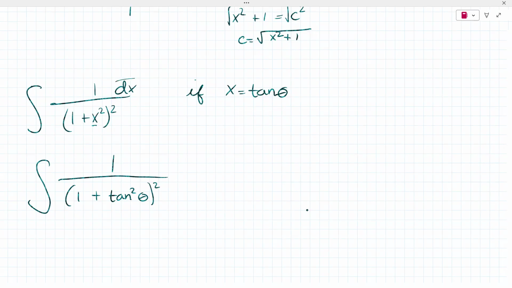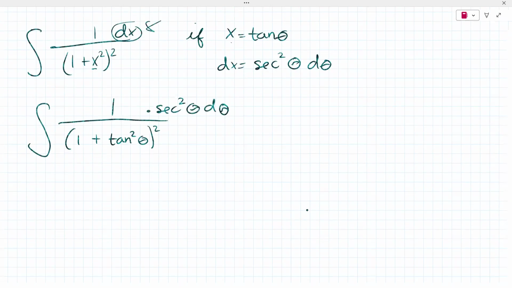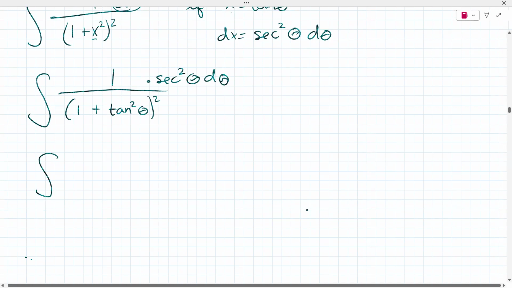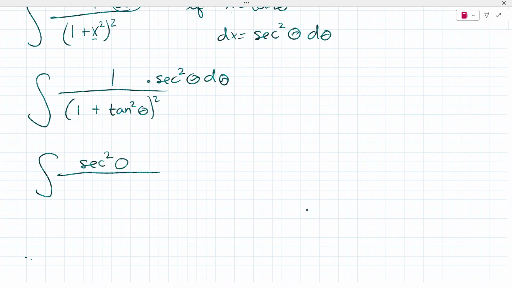And then you see this dx, we have to put it in terms of theta for now. dx is the derivative of x. So dx is going to be secant squared theta d theta, right? So you can replace this dx with secant squared theta d theta. If you clean this up a bit, it's going to be expressed as secant squared theta d theta.